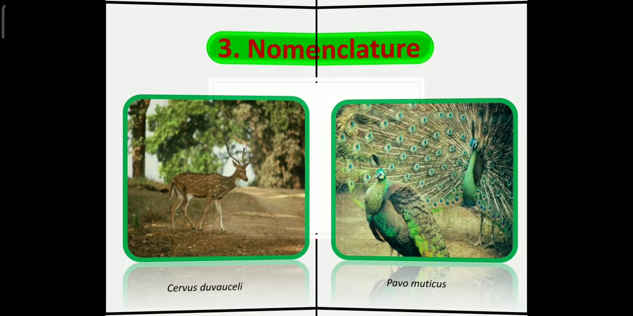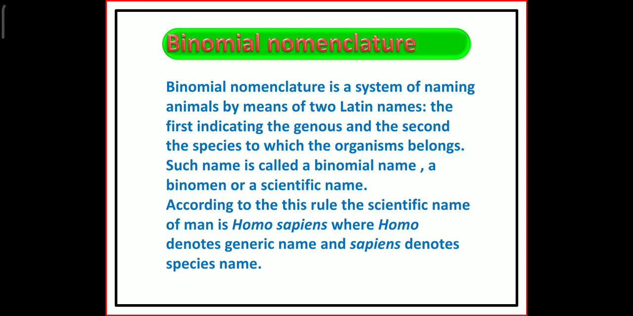Nomenclature. Binomial nomenclature. Binomial nomenclature is a system of naming animals by means of two Latin names, the first indicating the genus and the second the species to which the organism belongs. Such a name is called a binomial name or scientific name. According to this rule, the scientific name of man is Homo sapiens, where Homo denotes the generic name and sapiens denotes the species name.